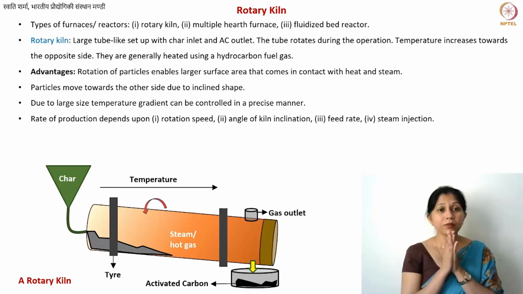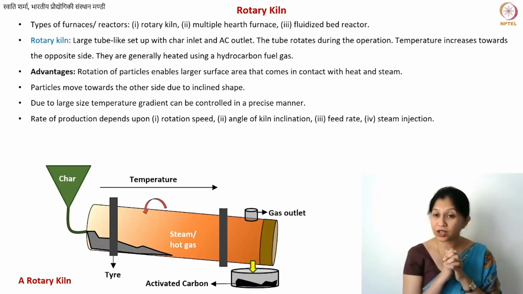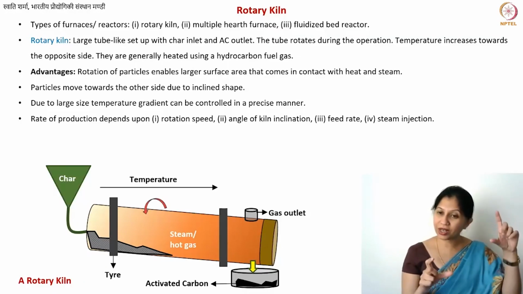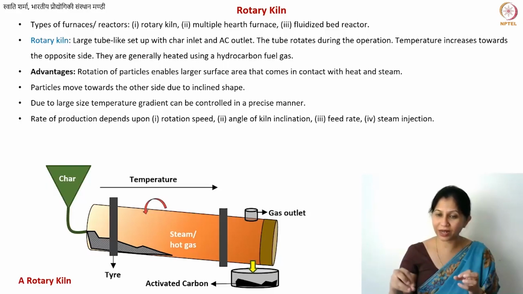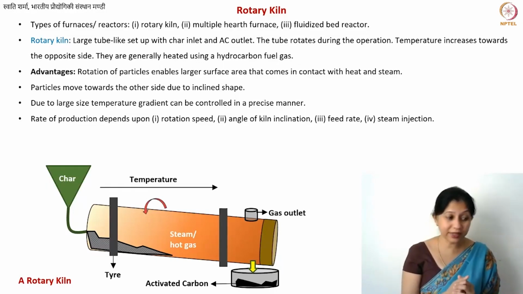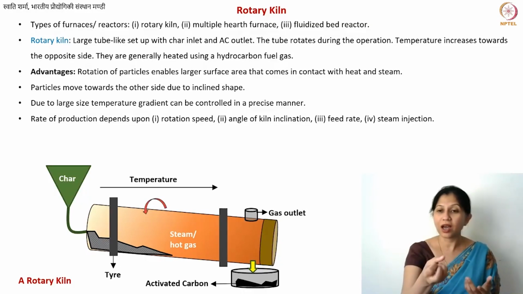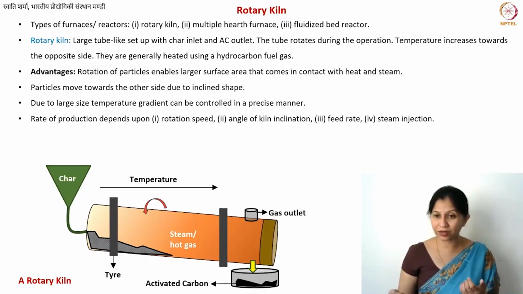Now, if you have to decide the rate of production, then what are the things there? Number one, how fast you rotate your kiln. Number two, what is the angle at which your kiln is tilted? Because that will determine how fast your particles move and they come out. Of course, depending upon the rate of the feed, how much char you're feeding in, that would also determine how much activated carbon you're taking out. So feed in, mass out.